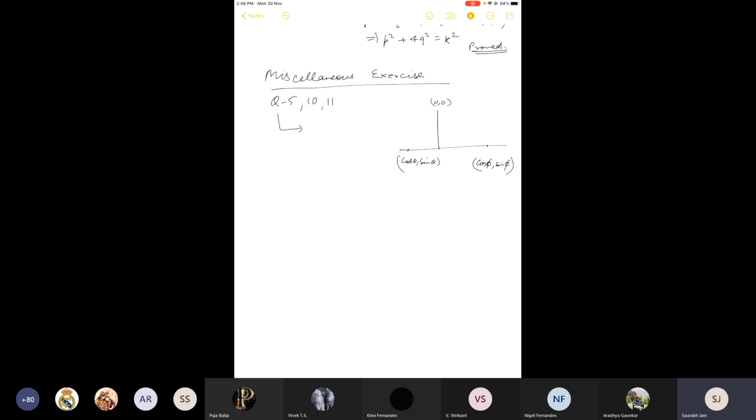But first you need to write the equation of line, and that you can do by using the equation of line in 2-point form. Like this point is x1 y1, this is x2 y2. So you write the equation of line first, then you use the formula of length of perpendicular. So equation of line is y minus y1 equals y2 minus y1 upon x2 minus x1 into x minus x1.